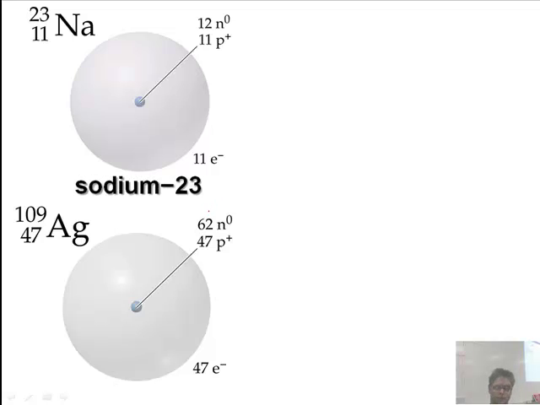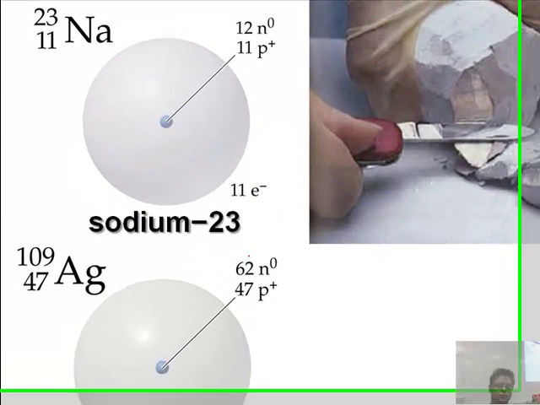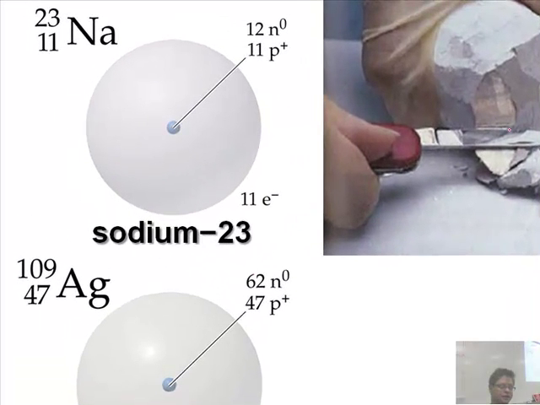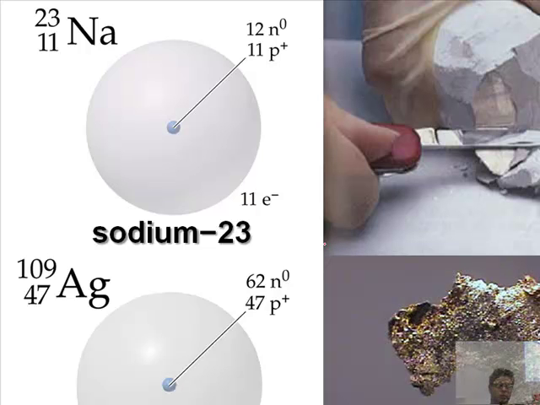Sodium 23 and silver 109, that's right. Sodium 23, you'll see here, is easily cut by a knife. You see the shiny material as elemental sodium. And silver 109 looks like that.